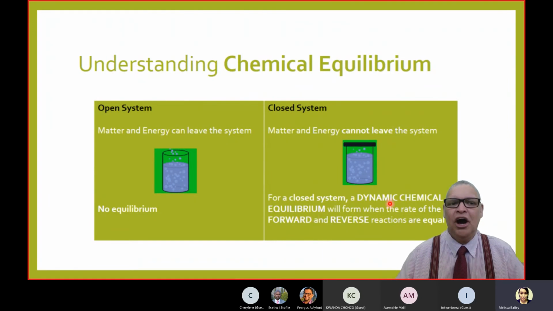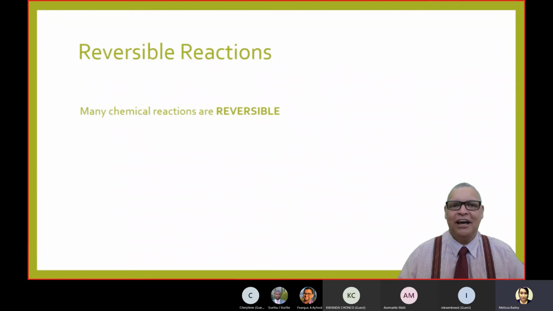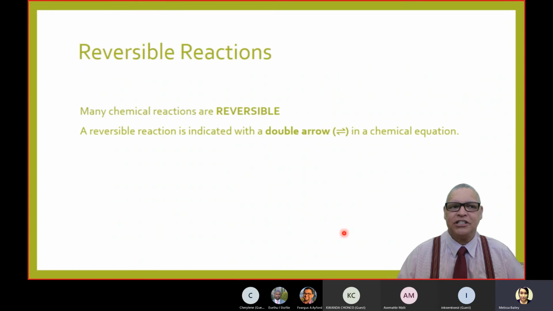Well, it is formed, as you can see, when the rate of the forward reaction and the rate of the reverse reactions are equal. Now we need to talk about this term reversible reaction. Many chemical reactions are reversible, and reversible reactions are indicated with a double arrow in a chemical equation. If you look here at this particular slide, there we see the double arrow right here. Let me just get the mouse. It's the double arrow, and then there's the double arrow here.